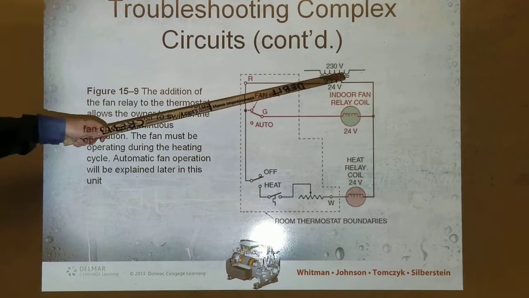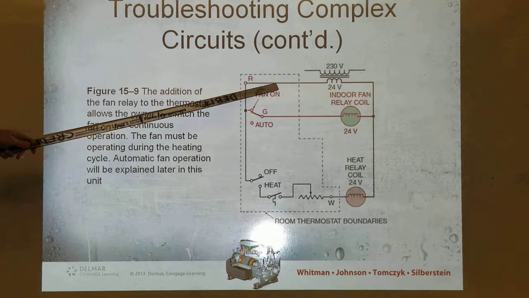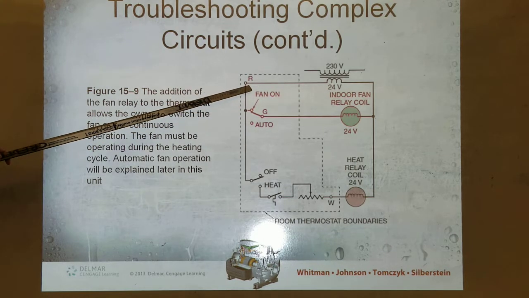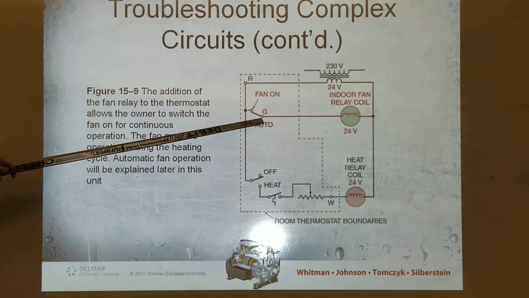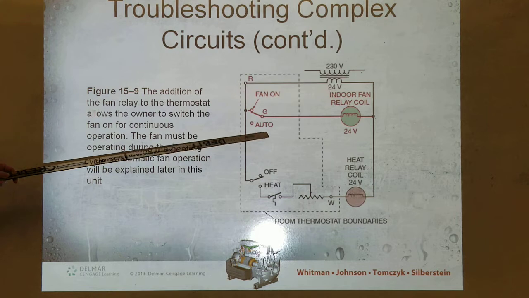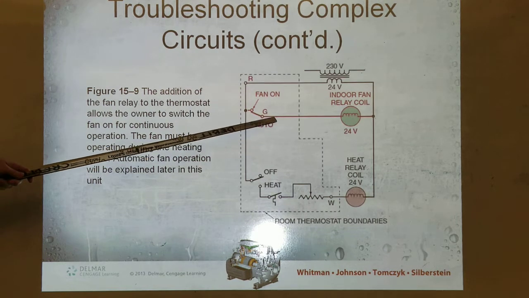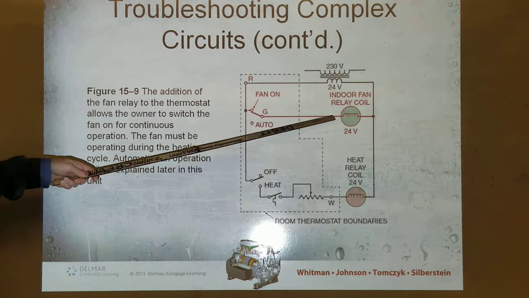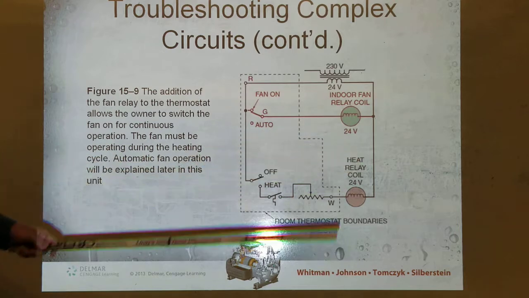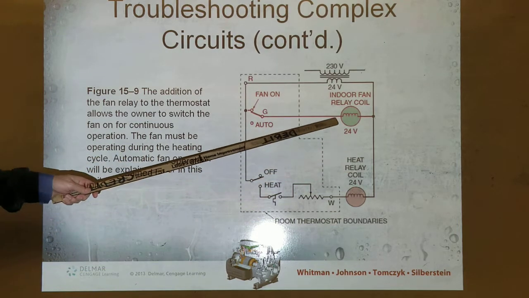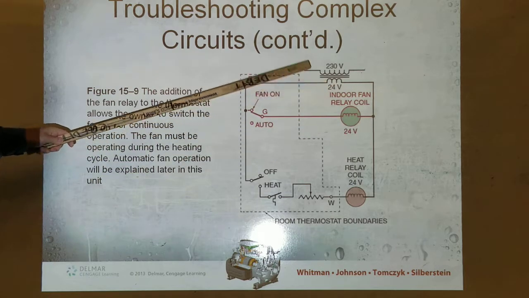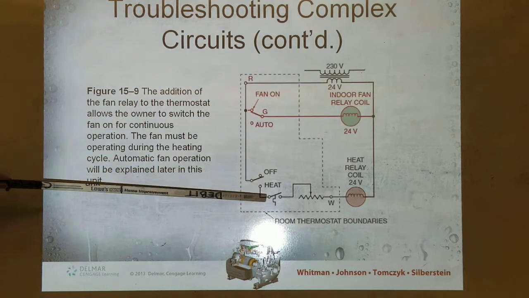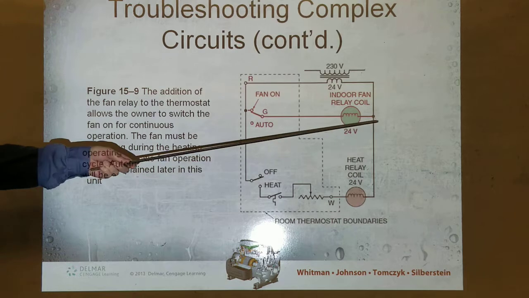So again, we're coming out of the transformer to the R terminal on the thermostat, going through the fan switch, and it looks like the fan switch is on, so it's coming out the G terminal into the indoor fan relay coil. See that? And it's energizing on that circuit there. Nothing else is open down here, so that's the only circuit that's active.